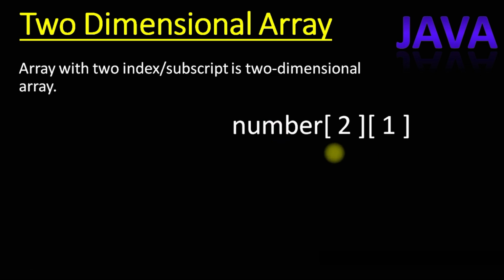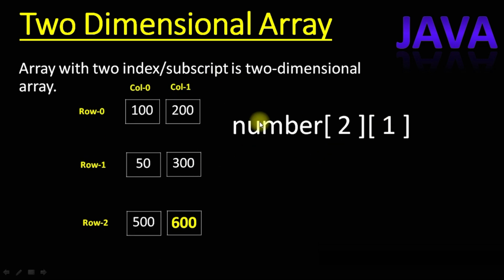Now what is its structure? If you check here, a two-dimensional array is represented this way. Let's say my rows are 0, 1, 2, 3 going along the row side, and there are columns, let's say column 0 and column 1. So number[2][1] represents row number 2, and under row number 2, column number 1. So number[2][1] means this is 600.